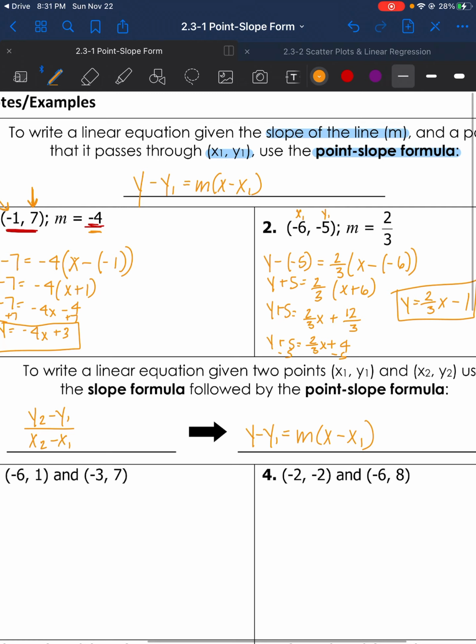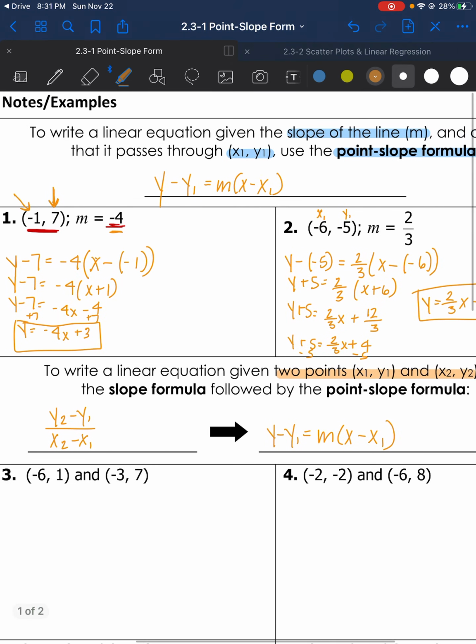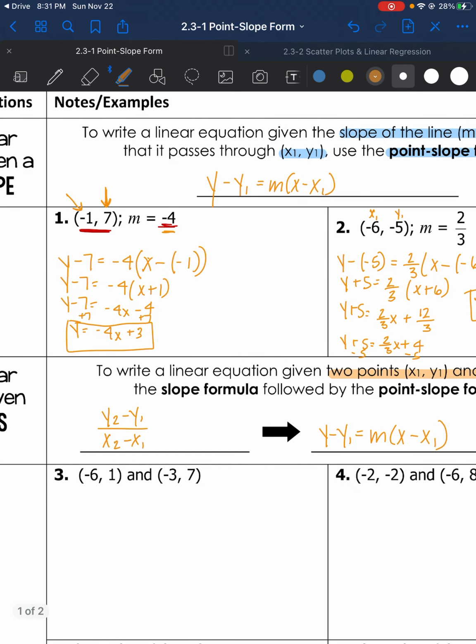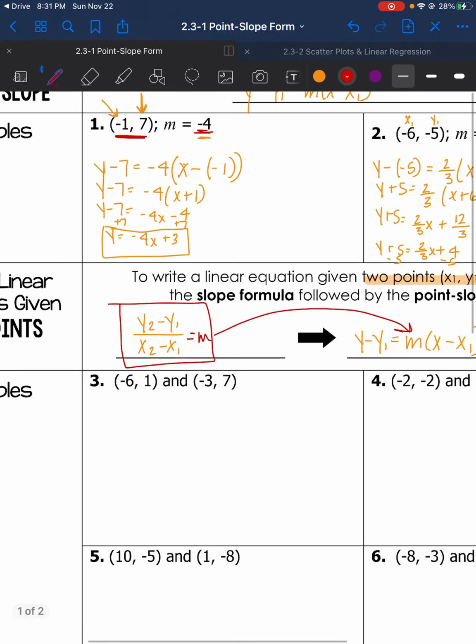Now we're looking at writing an equation if we're given 2 points, which is x1, y1, and x2, y2. We'll use the slope formula, and then we'll use the point slope formula. Okay, so if we're only given 2 points and no slope, we can use the 2 points to actually find the slope using this equation here. And then once we get this, so this is equal to m, we plug this into m here for the point slope formula.